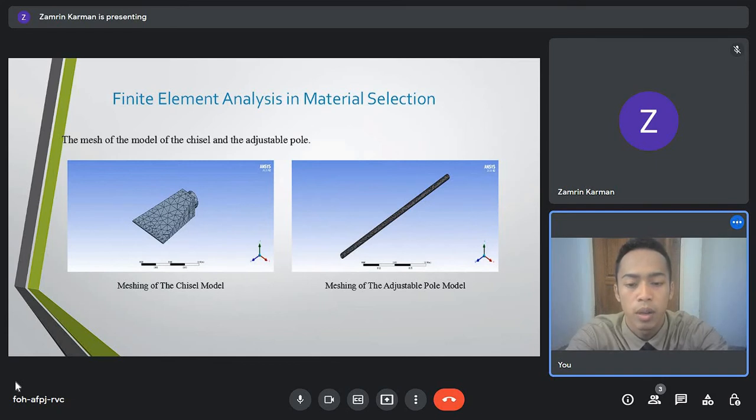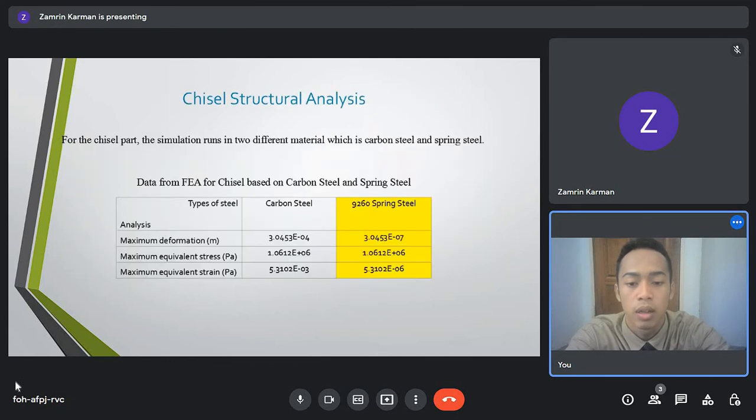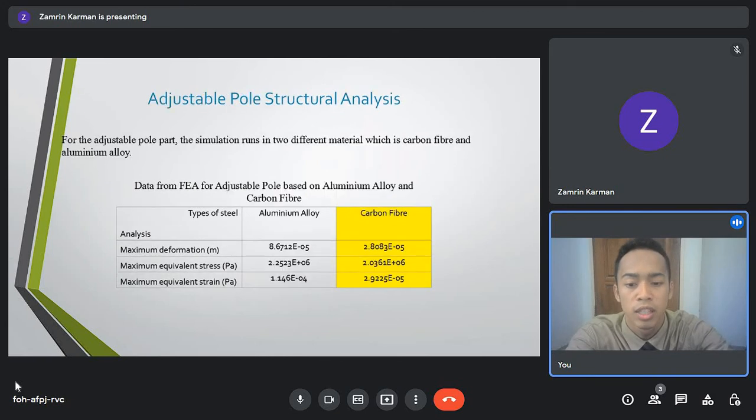from the palm oil fruit itself. For the first part, the J-cell part, two different types of material, which are carbon steel and spring steel, were compared in terms of deformation, stress and strain. I chose carbon steel and spring steel because these two types of material are quite popular nowadays in making a J-cell. So I compared these two types of material. Here is the data from FEA, and as you can see, 9260 spring steel was chosen as it deformed less compared to carbon steel.